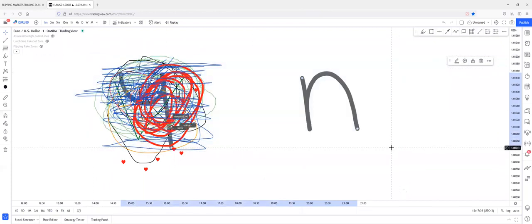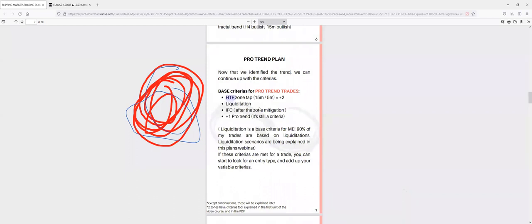Okay, it is, but I'm going to explain it once again. So you have to have these 4 criteria just to search for entries. If you don't have these 4 criteria, you're not going to search for entries. Okay, if you don't see these 4 criteria on your screen, or 3, because the liquidation is a 90% criteria for me, but I recommend you to use it too. So if you don't see these 4 criteria on your screen, you don't search for an entry opportunity. If you see these 4 criteria on your screen, you start to search for an entry opportunity.